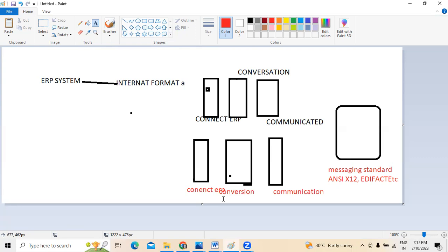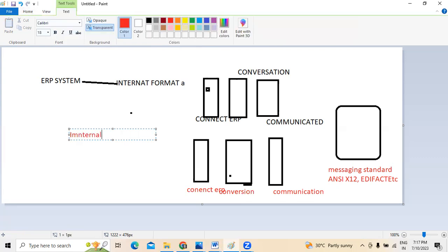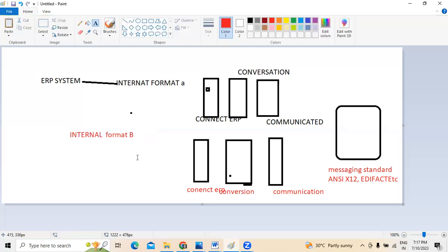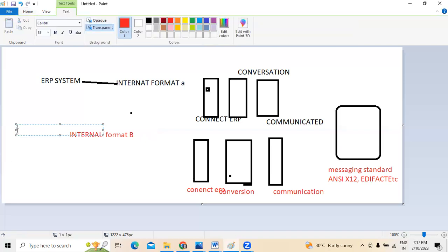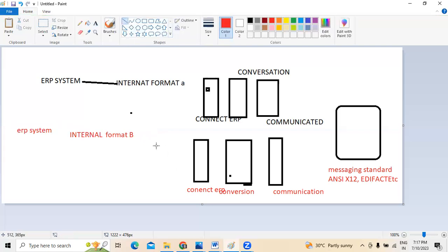provider point of view, there are some formats which normally we use, which is called internal format A. Here we use internal format B. Internal format B generally we use. Through this internal format, this will be sent back to the ERP system of the payer.